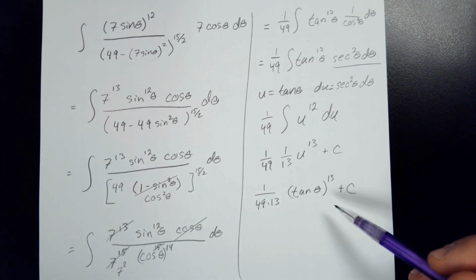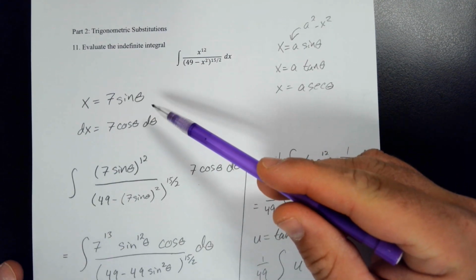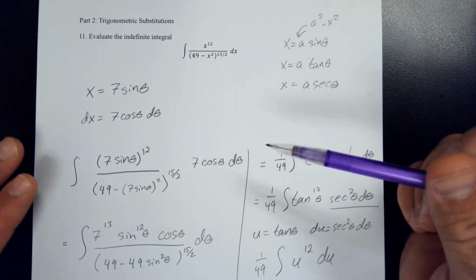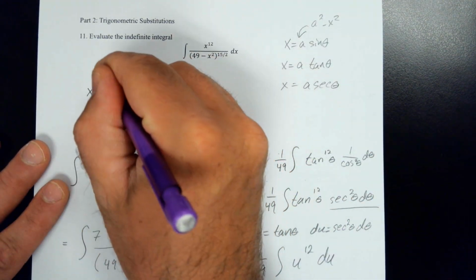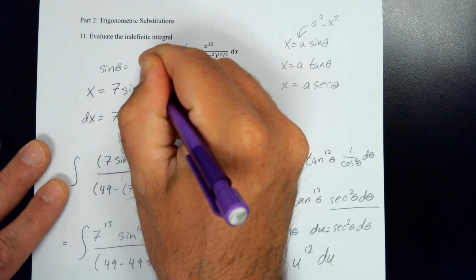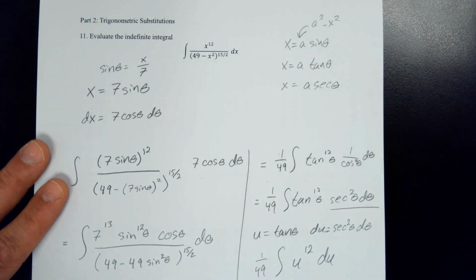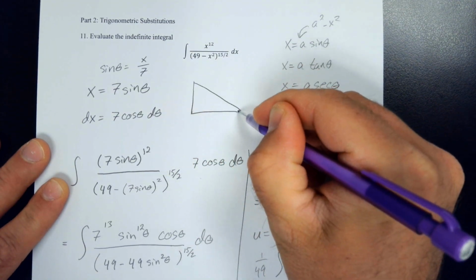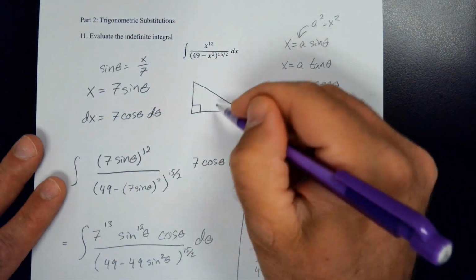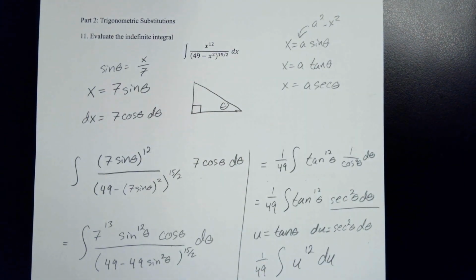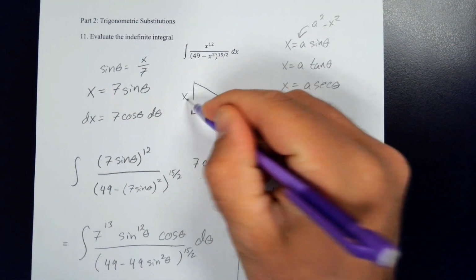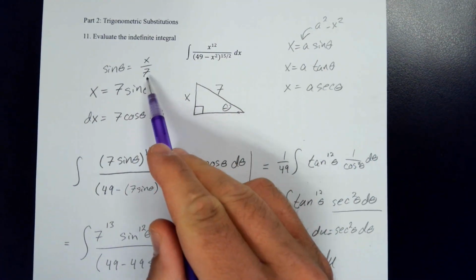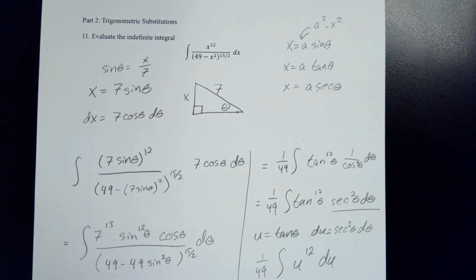Now in order to figure out what tangent theta is, we should go back to our original substitution. The original substitution we made up here was x equals 7 sine theta. Or another way I could write that is sine theta is x over 7. And the reason I might want to write it like that is I can draw this little triangle. I can imagine a right triangle with some theta somewhere in there. Now we know that sine theta is opposite over hypotenuse, so this would be the opposite and this would be the hypotenuse. X over 7, opposite over hypotenuse, x over 7.